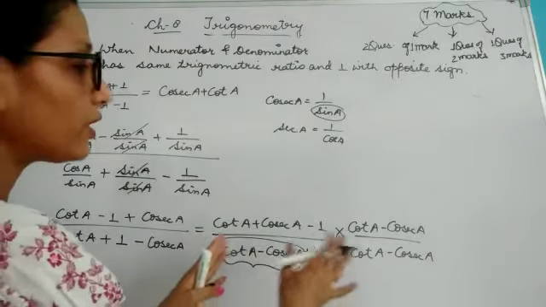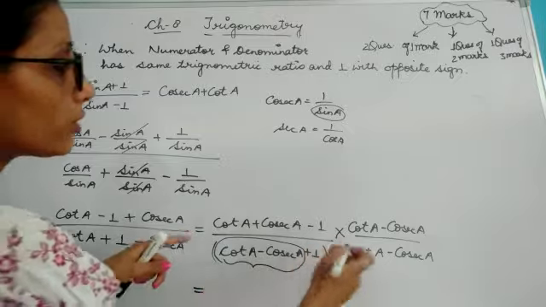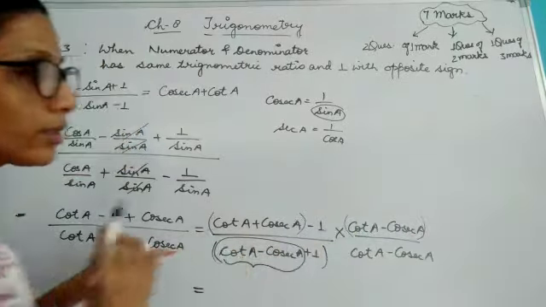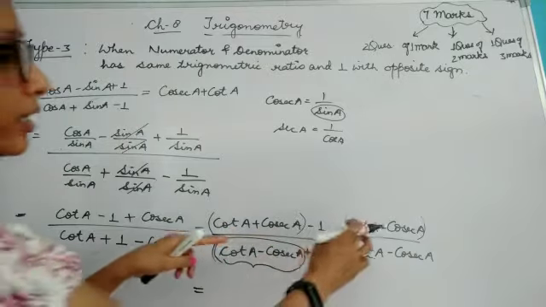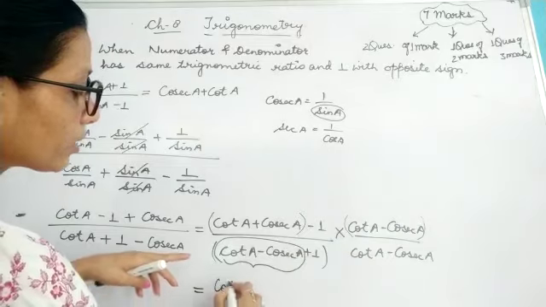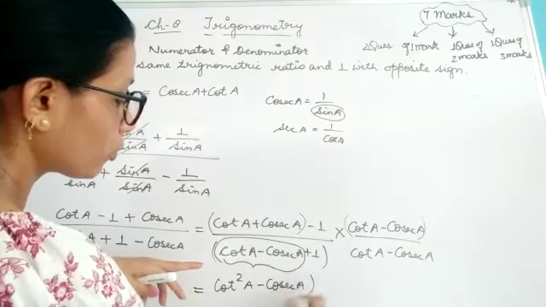This is the step we are doing to get our answer fast. Now what we can do here is, children, multiply this complete thing with cot A plus cosec A. Then this is (A plus B) and (A minus B), so you will be getting A square minus B square.